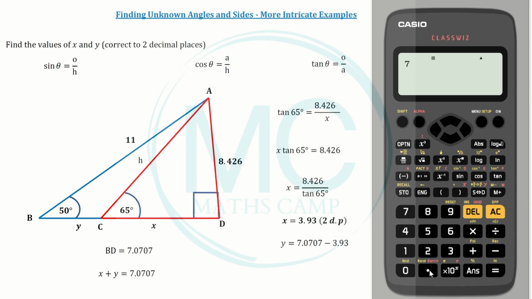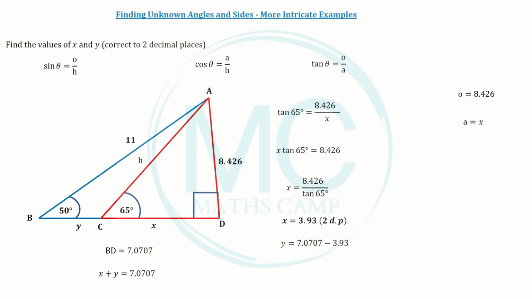We say 7,0707 minus 3,93 is equal to 3,1407. Let's round off to 2 decimal places, and we see that y is equal to 3,14. Let's do one last example.